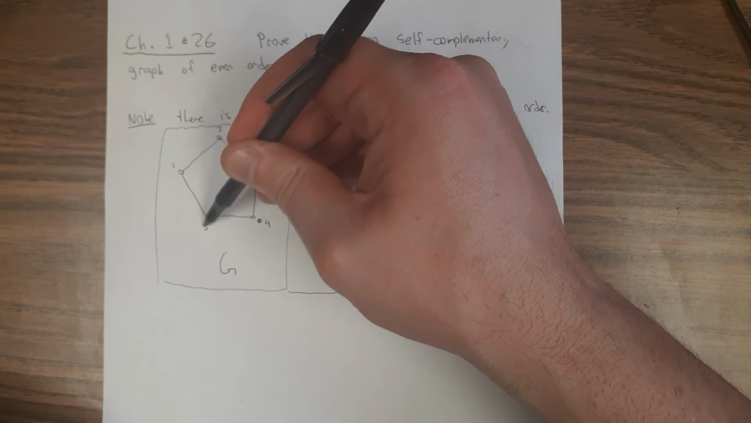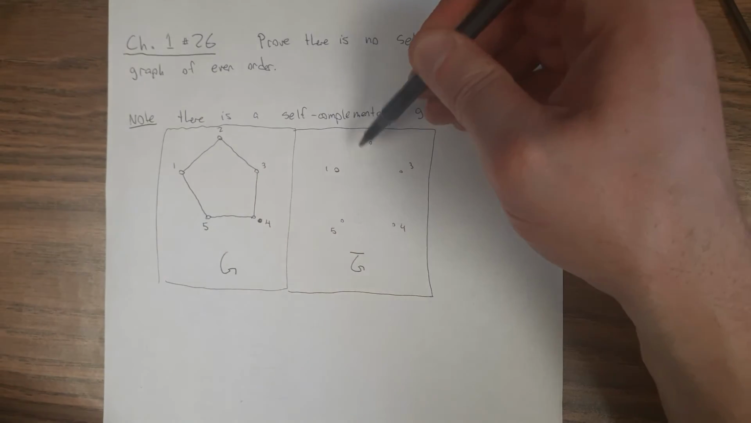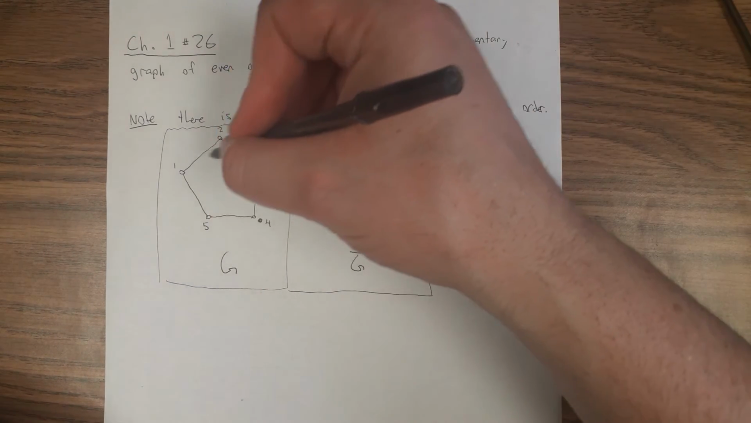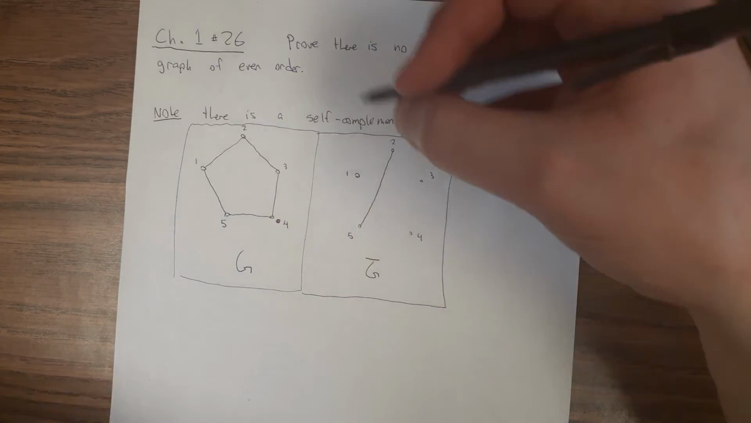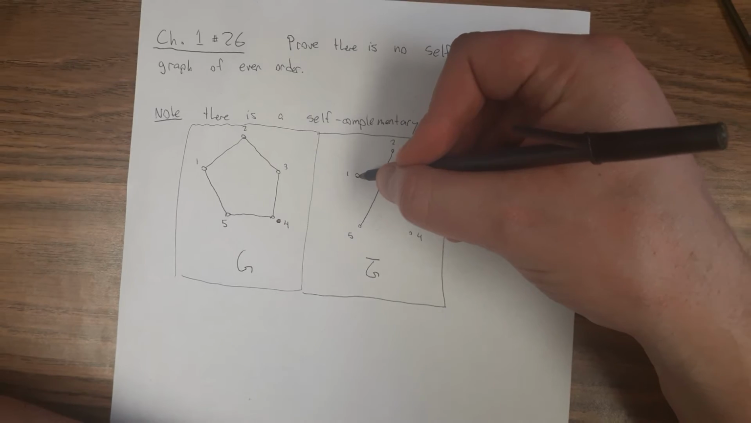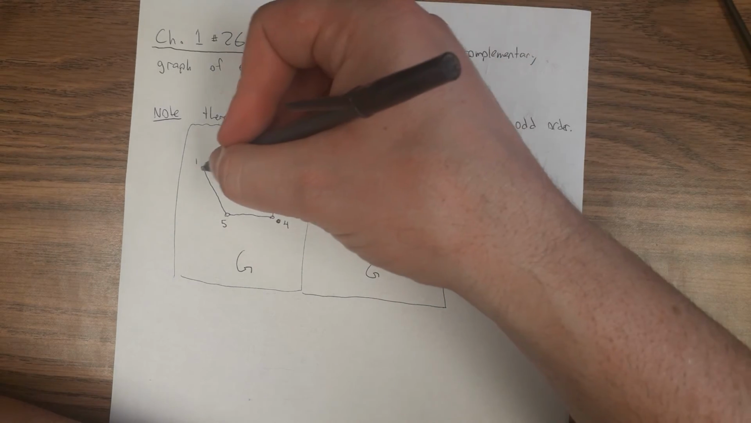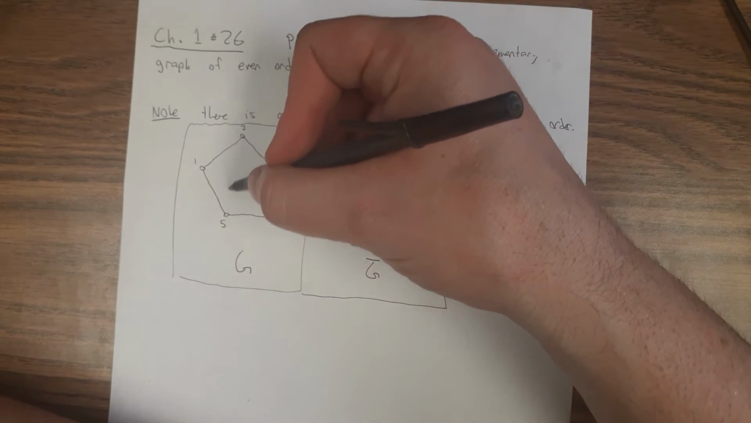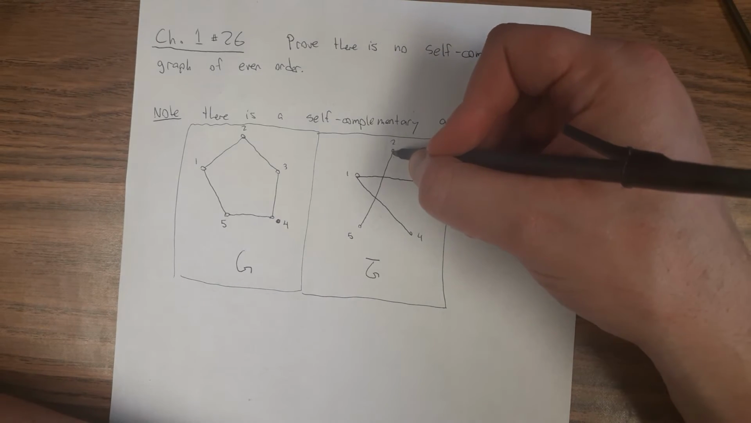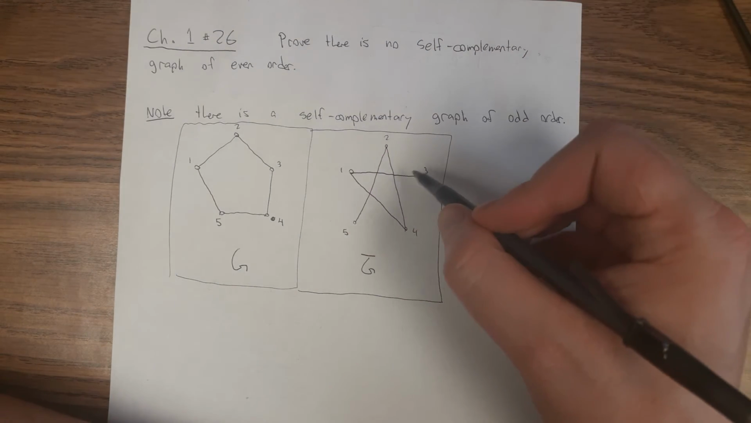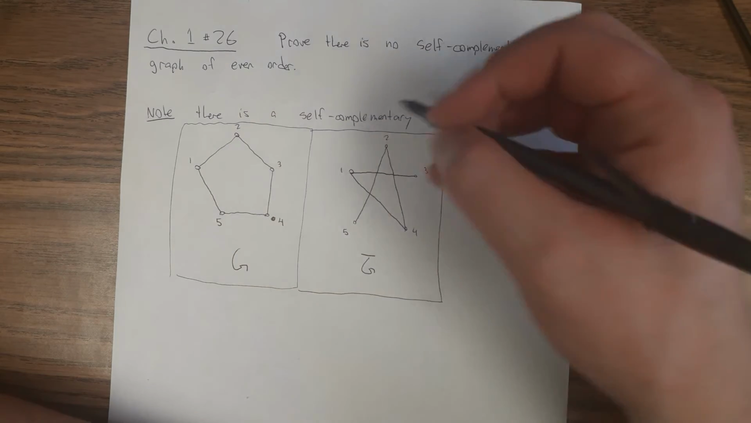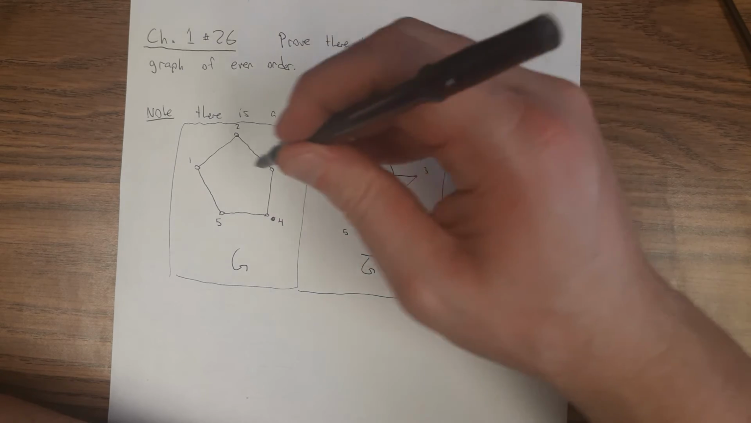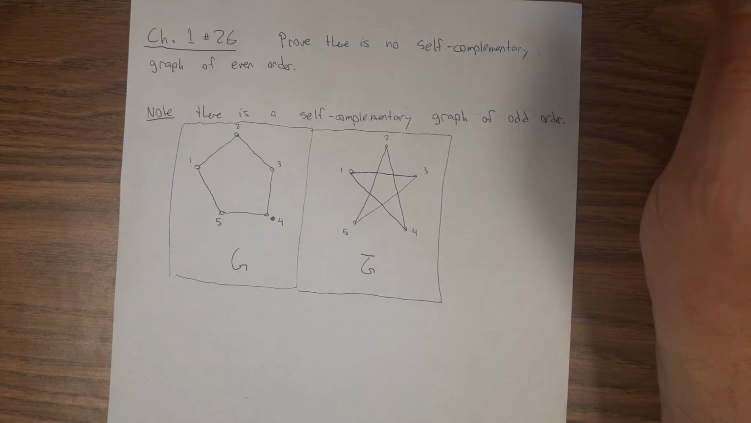So if 2 and 5 are not adjacent, then 2 and 5 are going to be adjacent in the complement, right? And in fact, all of the pairs of vertices that aren't adjacent, so like 1 is now going to be adjacent to 3, 1 is also going to be adjacent to 4, 2 is going to be adjacent to 5, 2 is also going to be adjacent to 4, and 3 is going to be adjacent to 1, it's also going to be adjacent to 5. And that's it. That's all of the edges that G didn't have.